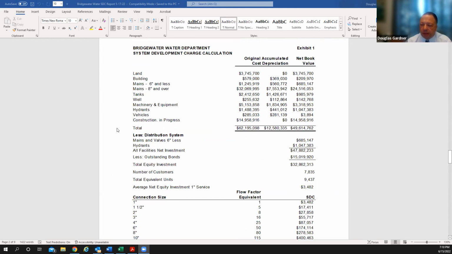We then have to back out certain costs that apply to the distribution system. So we back out those costs and we come up with the net investment. We then have to take out the principal for any outstanding debt, and that gives us our equity investment in the system. Divide that by the number of customers.